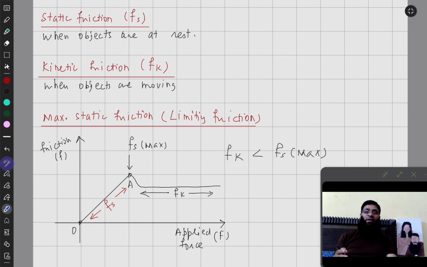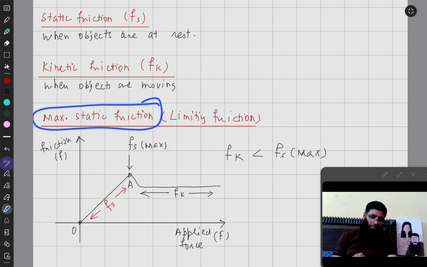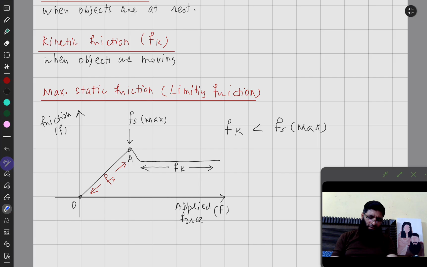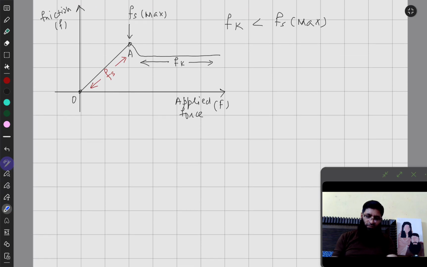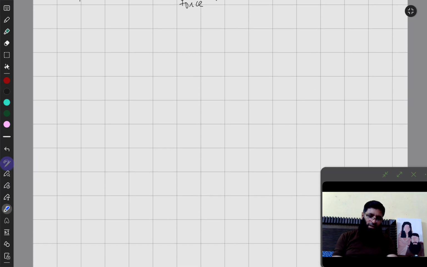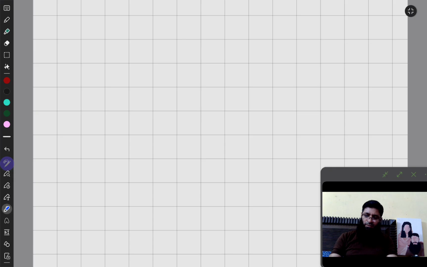Now all these things are related to physics. In your mathematical questions, you will have to use this terminology, limiting friction, and sometimes you will have maximum static friction. Now let's talk about some questions about friction and the concepts we have done so far.